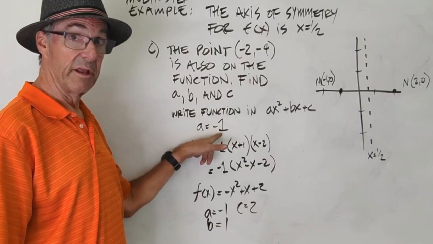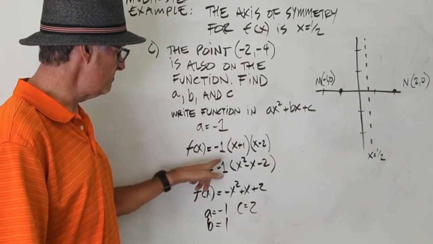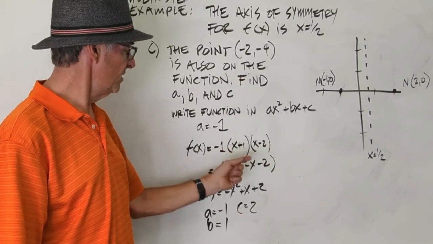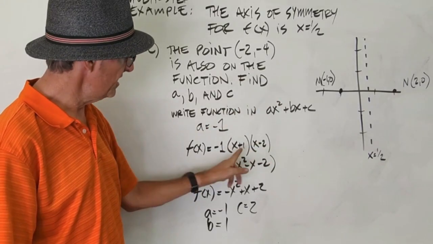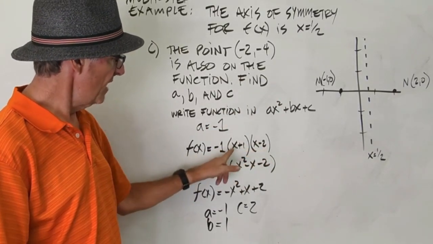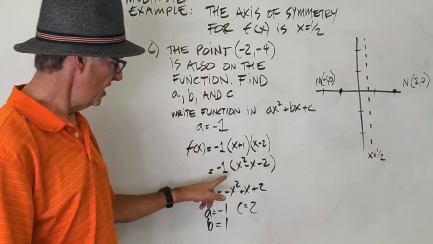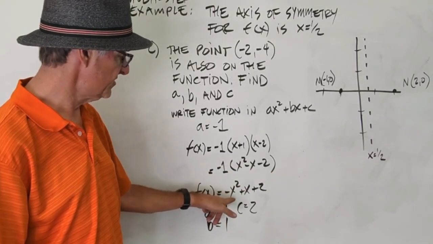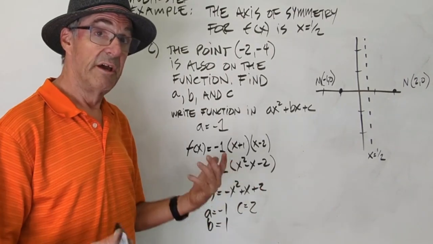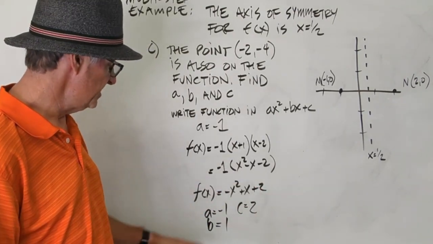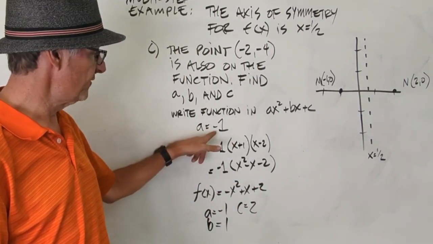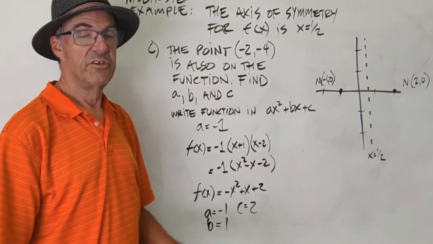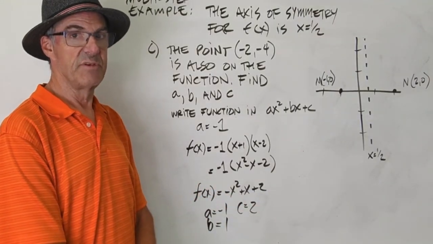We got A is minus 1. So now I just plugged my A into my intercept form. So this is just bringing my values from my intercept into intercept form. I multiplied the two binomials. I distributed my minus 1, and I get f of x is negative x squared plus x plus 2, and that gives me my a, b, and my c. A is negative 1, we know that from here as well. B is 1, and c is 2. So that gives us the values of a, b, and c.